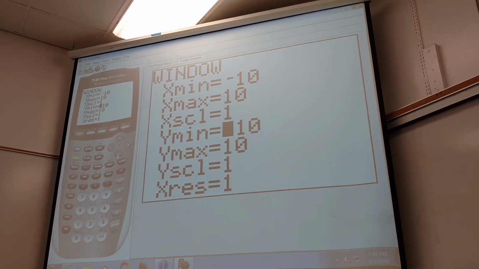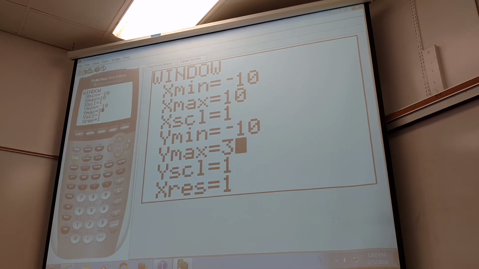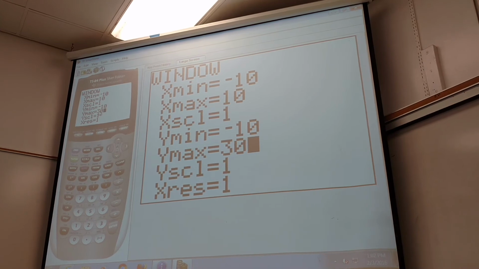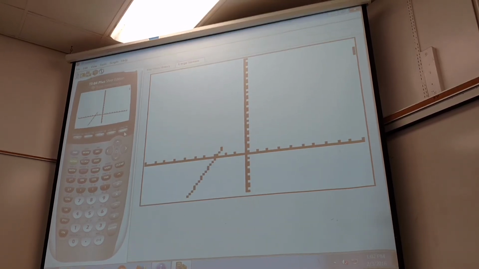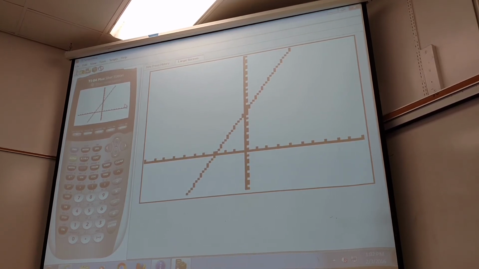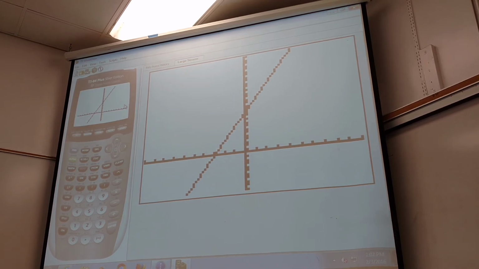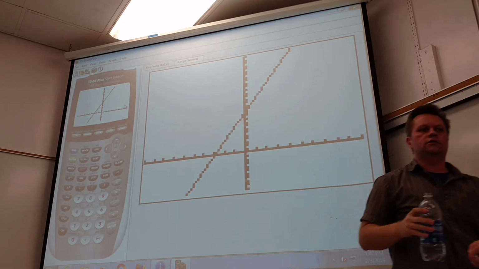Let's change Y max so I can look up higher. Let's change it to 30. Let's see what happens. Y max so that I can look higher up on the Y axis, right? What happened? The y-axis is freaking out. There we go. So now we can see 3, right? That's what we're curious about, is 3. We can see the output for 3. Cool? Now, here's the neat thing.